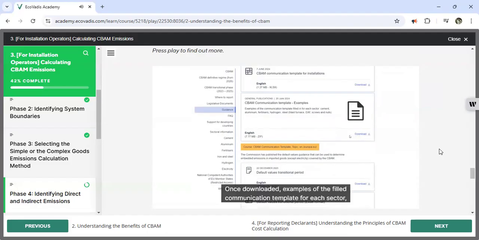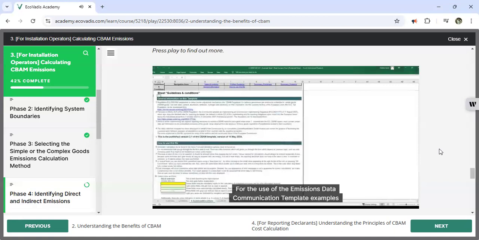Once downloaded, examples of the filled communication template for each sector, including cement, aluminium, fertilizers, hydrogen, and steel, will be available in the downloaded folder for your reference. For the use of the emissions data communication template examples in this video, we will be using one of the examples from the iron and steel sector, which is called 2 CBAM SEE version 2.1 example steel 1 blast furnace final. Please also check the EU website regularly for any updates in the examples provided.